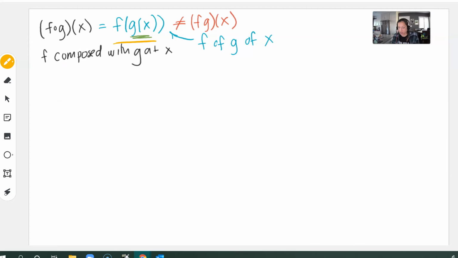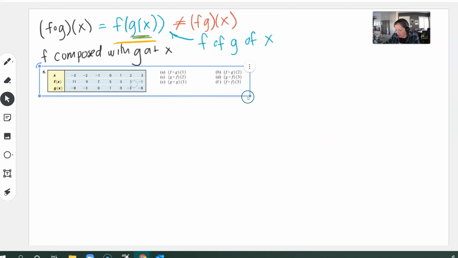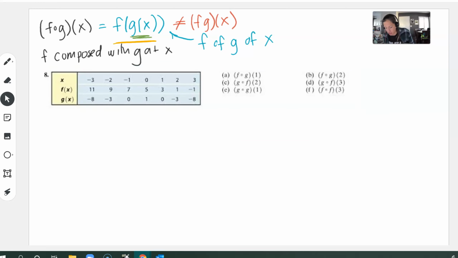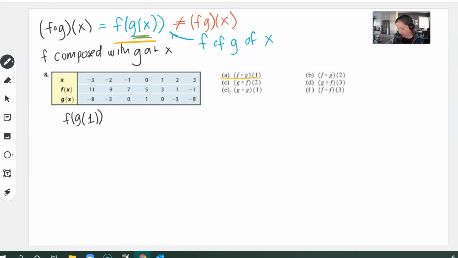This makes sense with an example. Let's do an example with numbers so we can see how this works in steps, and let's do it with all the different ways we might see our functions. Let's start with a table, the numeric version. Here's a question I found online. Looking at part A, we want to find f of g of 1. I'm going to rewrite that in the other notation because that's how my brain likes it.